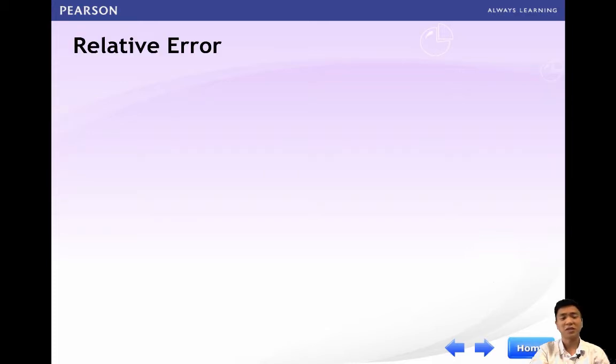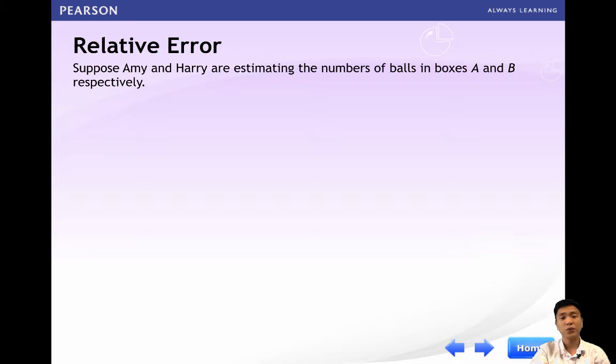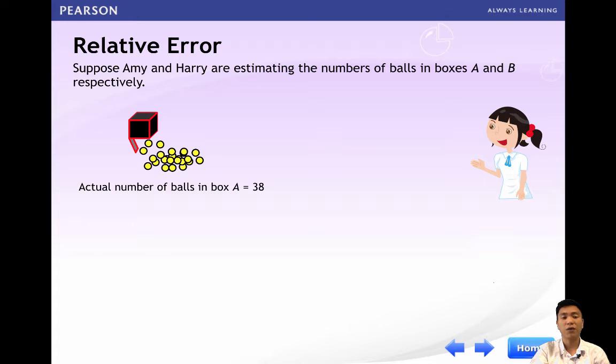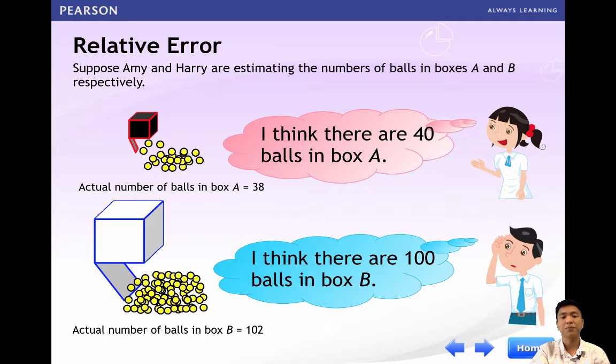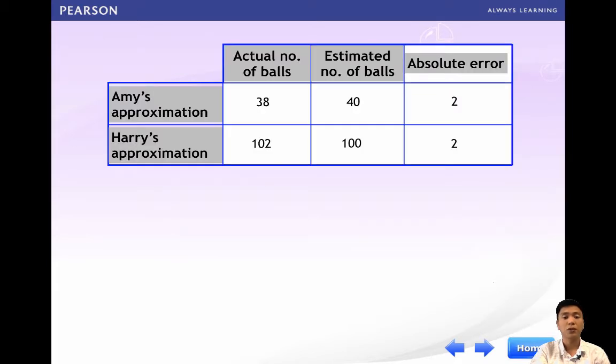Relative error, look at this example. There are two students, Amy and Harry. They try to estimate the number of balls in a box, and the estimations are these. The actual number is 38 for the first box and 102 for the second box. The absolute error, you can find by finding the difference between the estimated value and the actual number of balls. So they actually have the same absolute error.